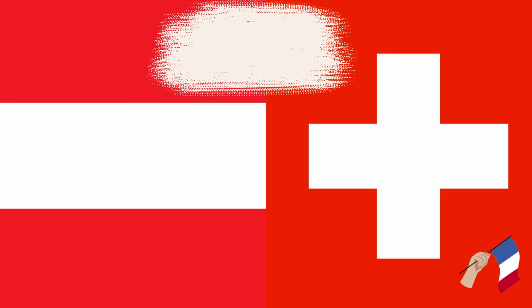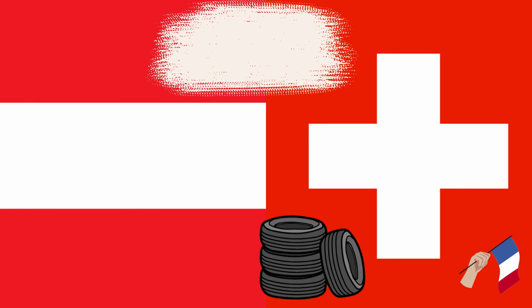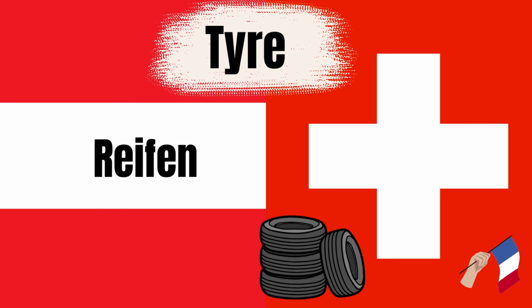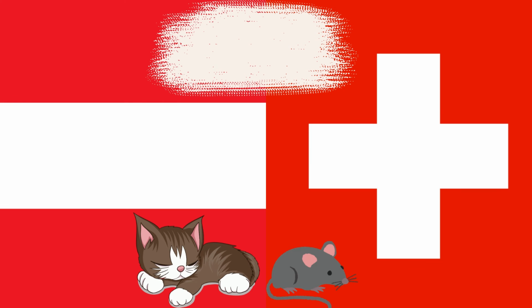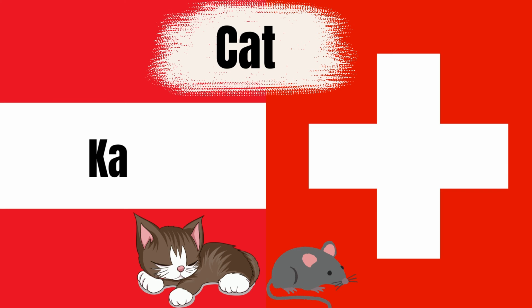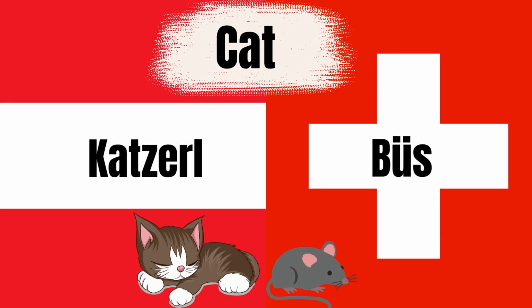Another example of the French influence can be seen when it comes to the term tires. In Austria we say Reifen. In Swiss German you come across the word Pneu. The next two words deal with small animals. First, a little cat is called Katzel in Austria. In Switzerland, a small cat is called Büsi.